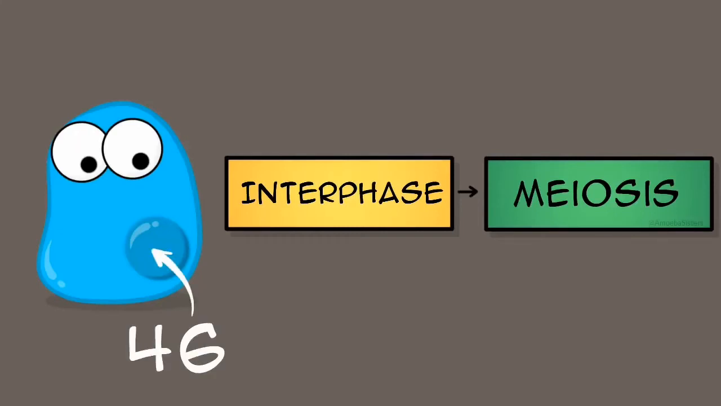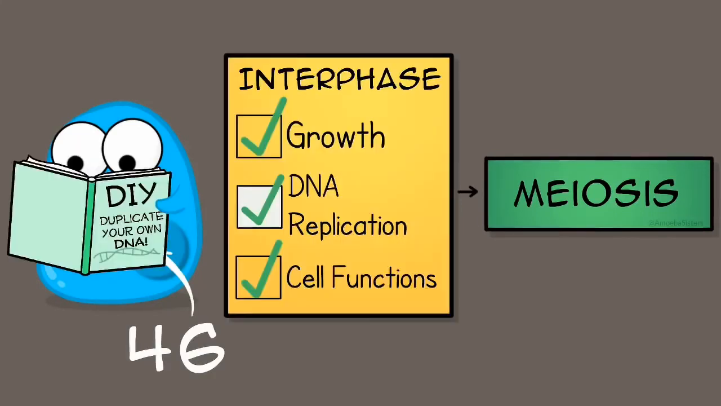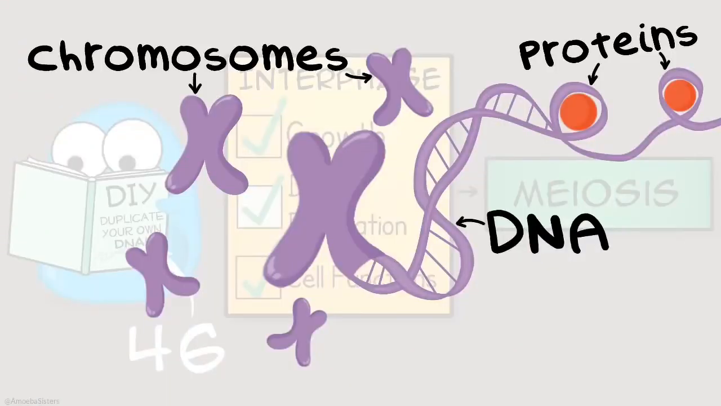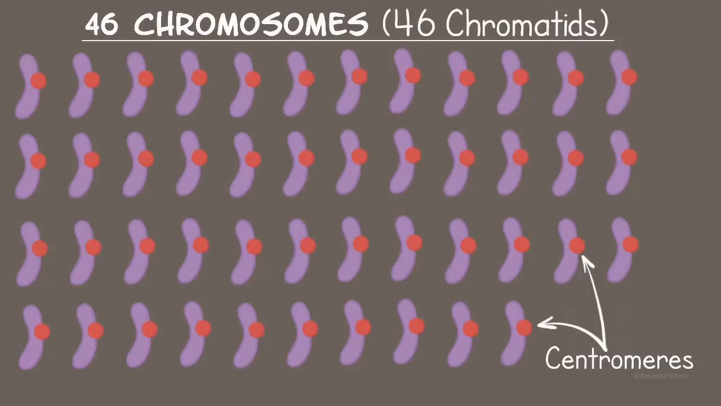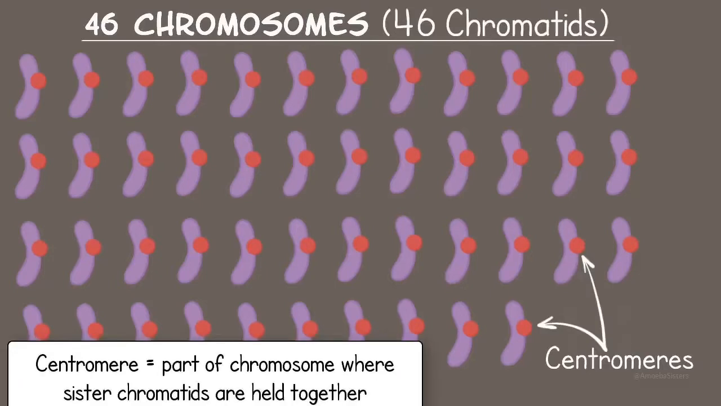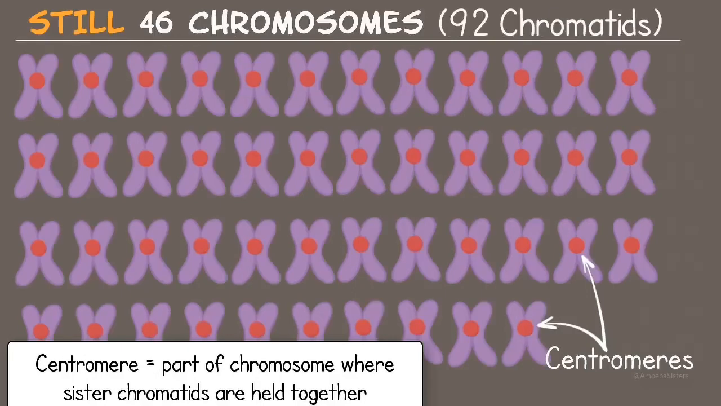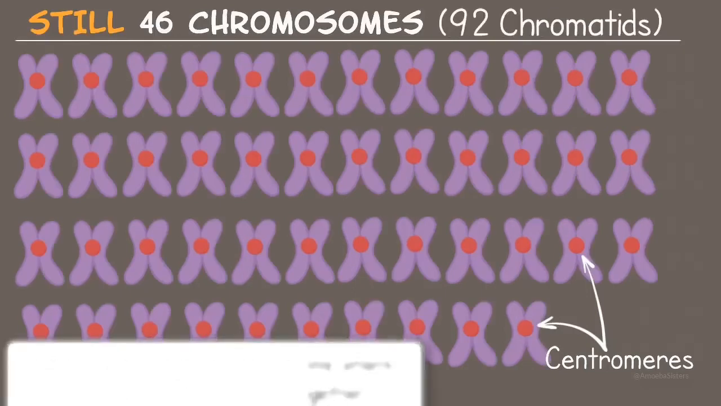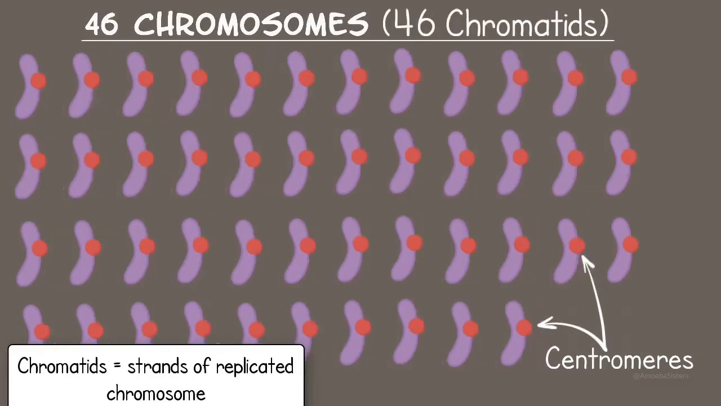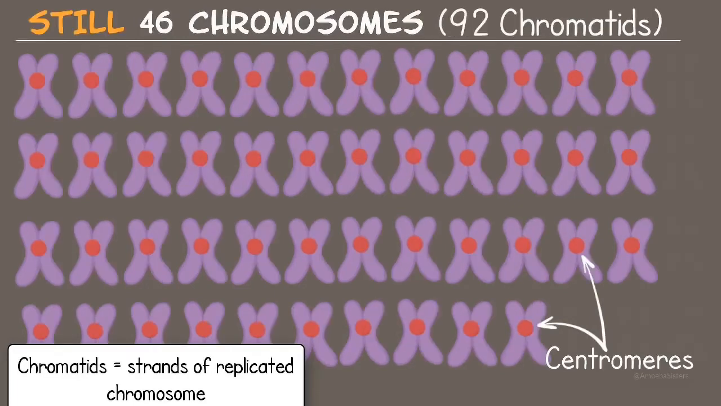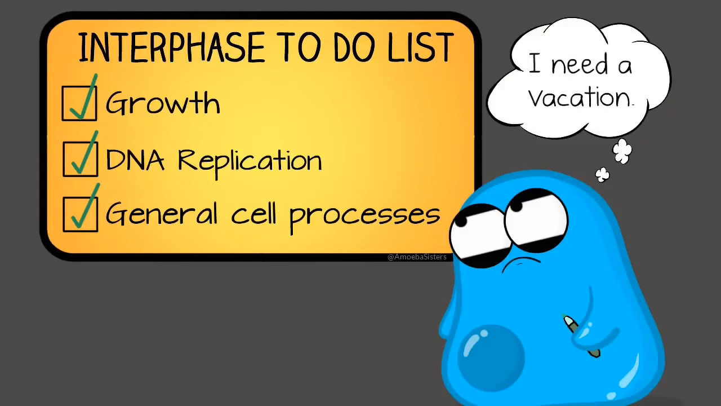So the starting cell has 46 chromosomes, and you have to duplicate those chromosomes in interphase before meiosis starts. That basically means you are duplicating your DNA, since chromosomes are made of DNA and protein. Ready for the tricky part? Because we tend to count chromosomes by the number of centromeres present, when the 46 chromosomes duplicate, we still say there are 46 chromosomes, because the sister chromatids are still attached, and we're actually counting by centromeres. So 46 chromosomes here replicate in interphase, and you still have 46 chromosomes in this picture. But you went from 46 to 92 chromatids. Little tricky there.